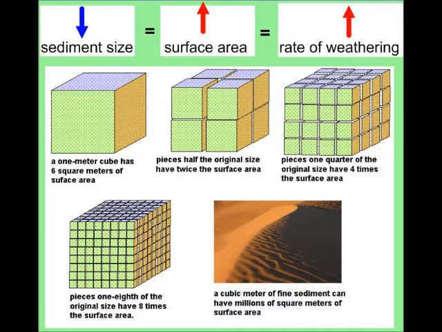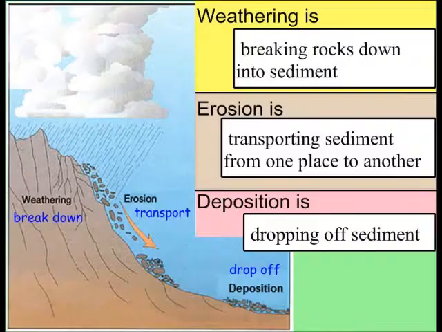The smaller the sediment size, the more you increase the surface area, and the larger the surface area, the more the rate of weathering increases. So the smaller pieces of sand are going to weather a lot faster than a larger block, like in this example here. Weathering is breaking down rocks into sediments. Erosion is transporting sediments from one place to another, and deposition is dropping off sediment.